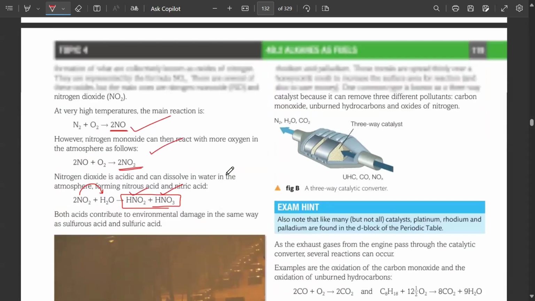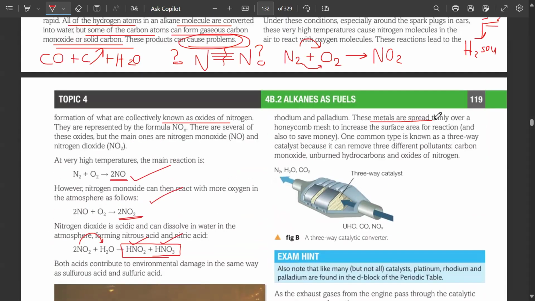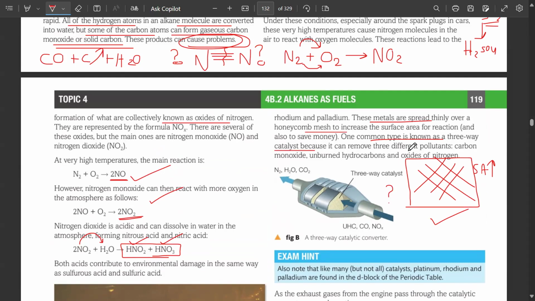अब ये catalytic converters क्या करते हैं? These metals are spread finely over a honeycomb mesh. Honeycomb mesh कुछ इस तरह का होता है which is made up of platinum. It has a very high surface area as well. ये अब मैं क्या बता रहा हूँ? What is a catalytic converter के अंदर क्या हो रहा होता है? One common type is known as a three-way catalyst. अब ये catalytic converter दो काम करेगा.